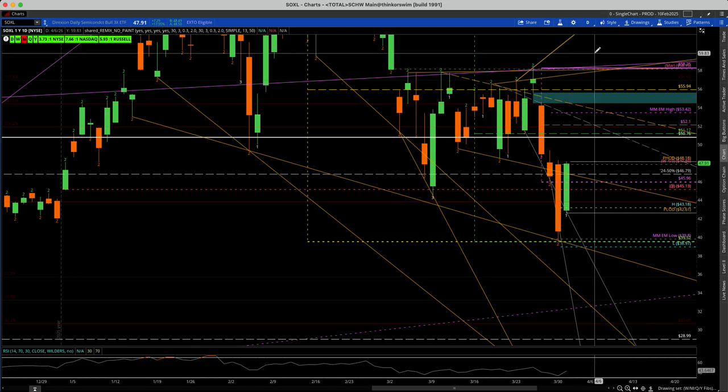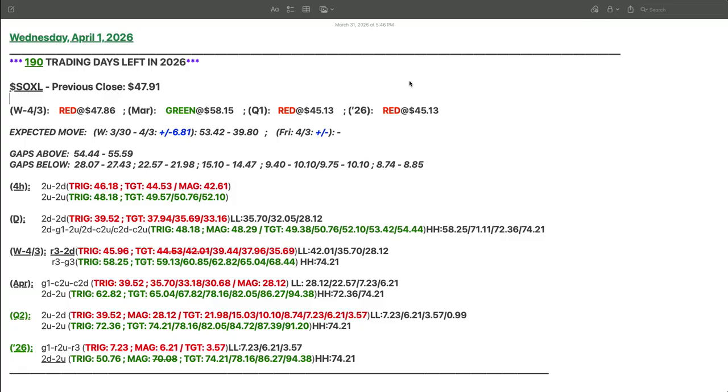All right. Let's go ahead and flip to the notes here. We've been looking at the charts long enough. So for Wednesday, April 1st, 2026, there'll be 190 trading days left in 2026. And the close price on Tuesday, March 31st, was $49.71. And we are starting a new month. So we know the week is back green, right? It has to go below 47.86 in order to flip red.